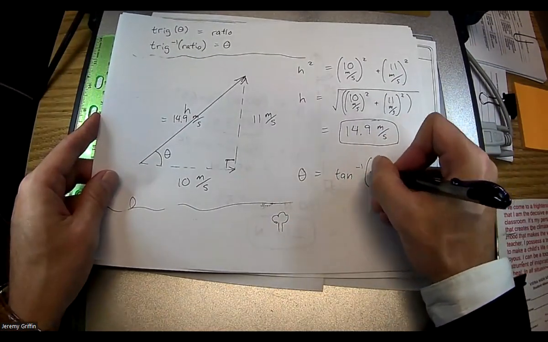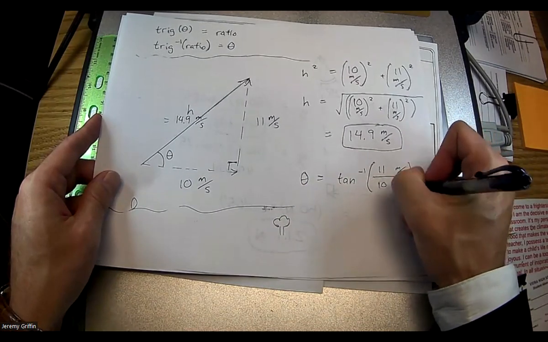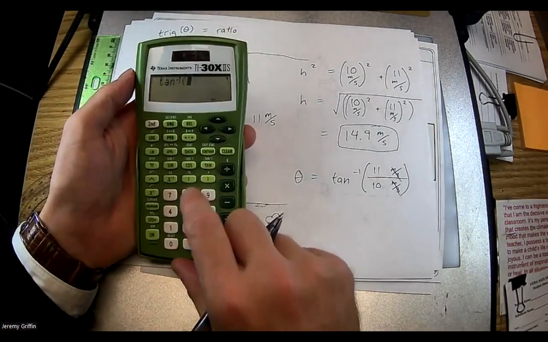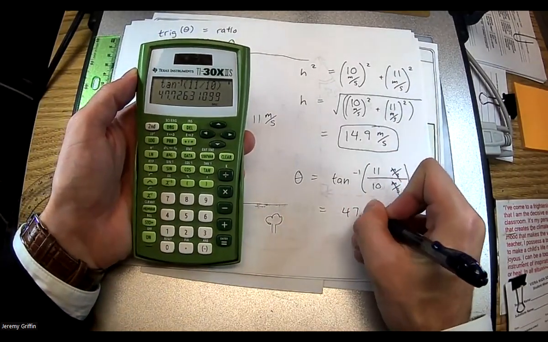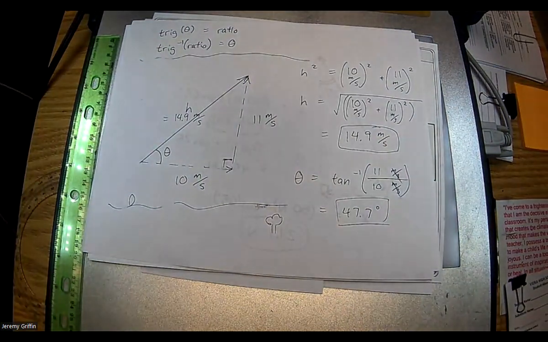Let me go 11 on 10. How about that? The units cancel out, so same unit. Inverse tan, 11 on 10. The number is 47.7. The unit is degrees. Boom, there you go.